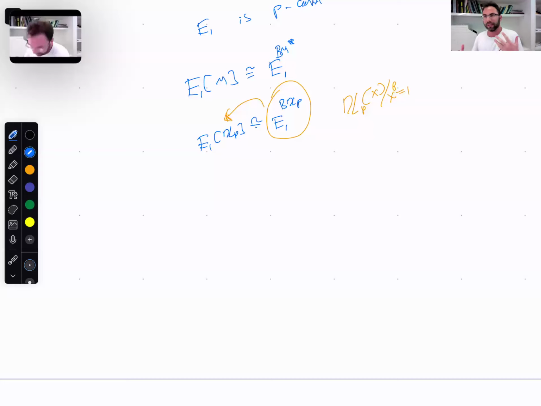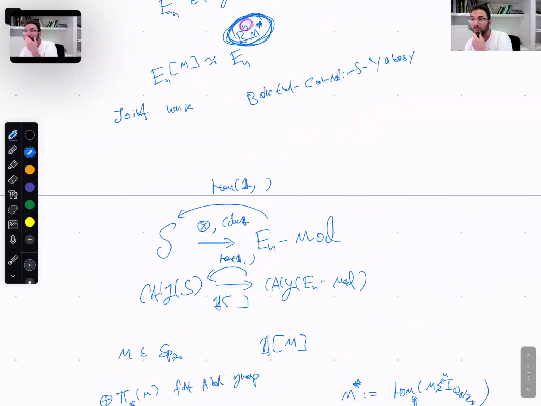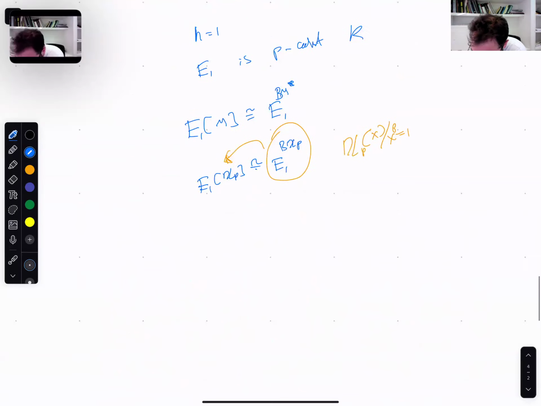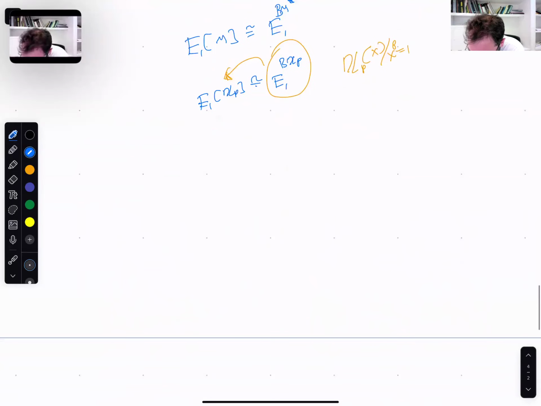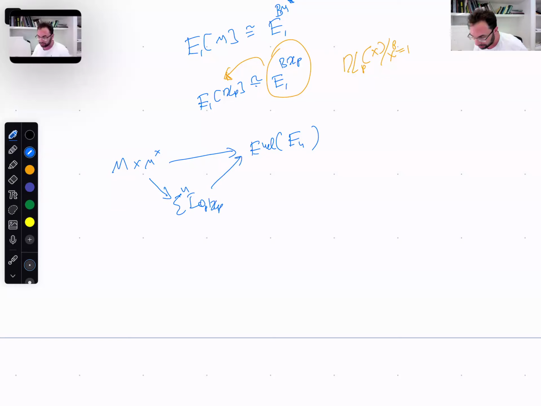So let's try to understand what this EN is, and what data is required from EN to obtain such a structure. I can play the same adjunction again. We can look at M times M dual, and by applying all of those adjunctions, I want to construct a map from M times M dual to the endomorphisms of EN. If I want it to be natural, it's just going to factor through a map from the N-fold suspension of IQP mod ZP to the endomorphisms of EN.